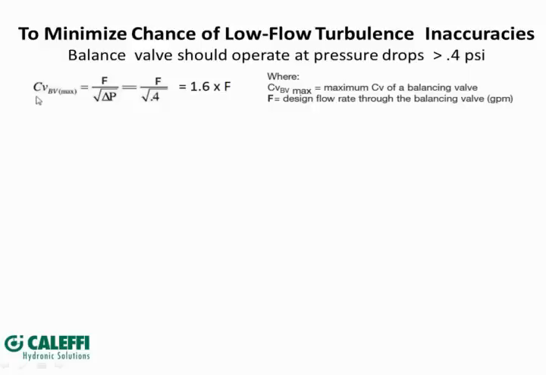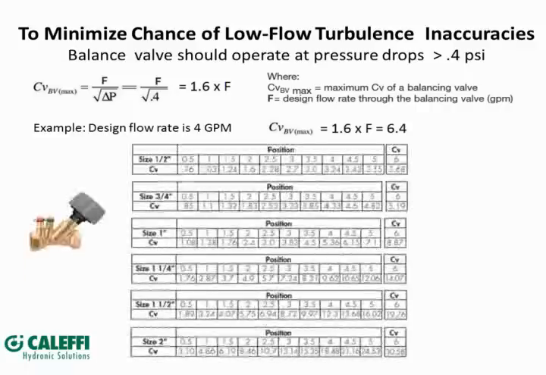Okay. And if we take our formula and rearrange it, it's another way of saying that the maximum flow coefficient on our balancing valve is our flow rate times 1.6. I just rearranged these values using our 0.4 up here for the delta P. So as an example, if our design flow rate is 4 gallons per minute, that's F, we simply multiply that by 1.6, and that tells us the flow coefficient we don't want to go above for a balancing valve. And maximum means with the valve fully open, okay?